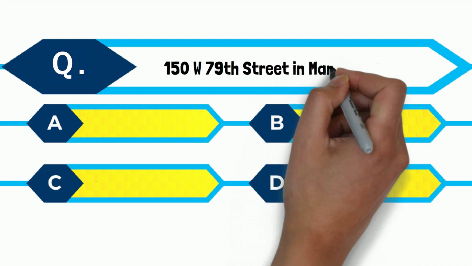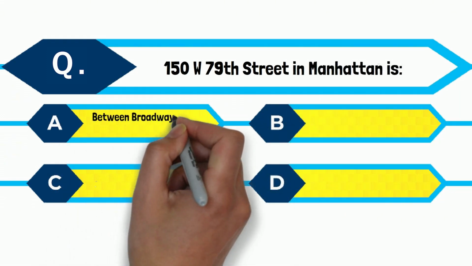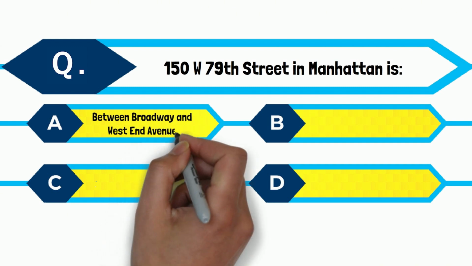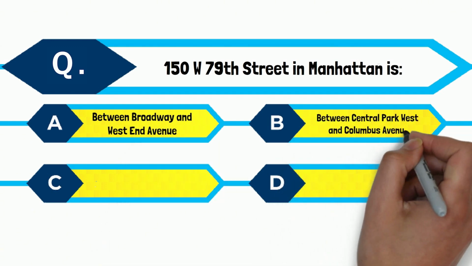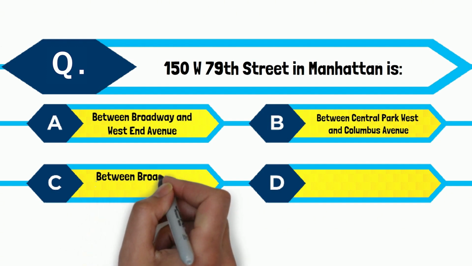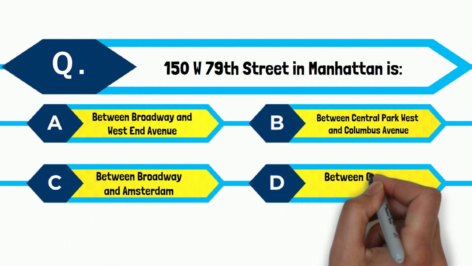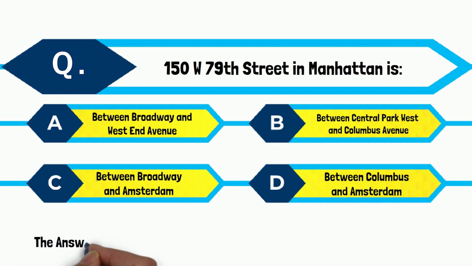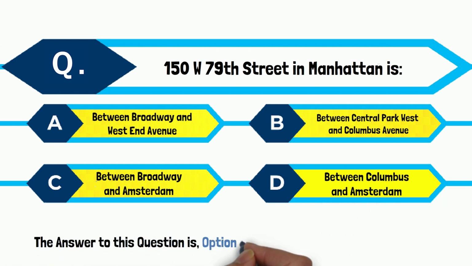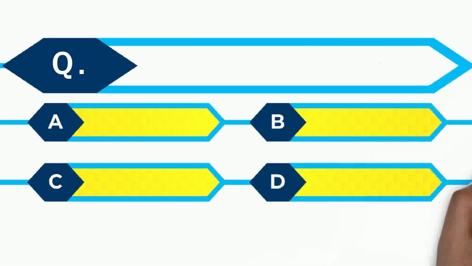150 West 79th Street in Manhattan is: Option A, between Broadway and West End Avenue. Option B, between Central Park West and Columbus Avenue. Option C, between Broadway and Amsterdam. Option D, between Columbus and Amsterdam. The answer to this question is option D, between Columbus and Amsterdam.